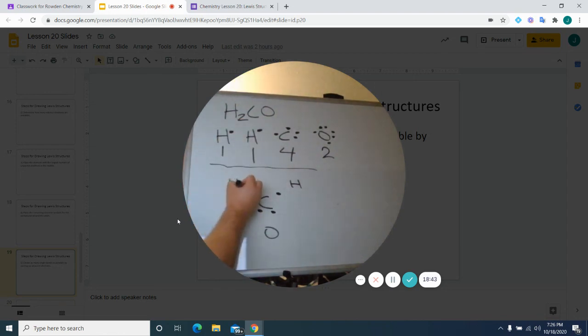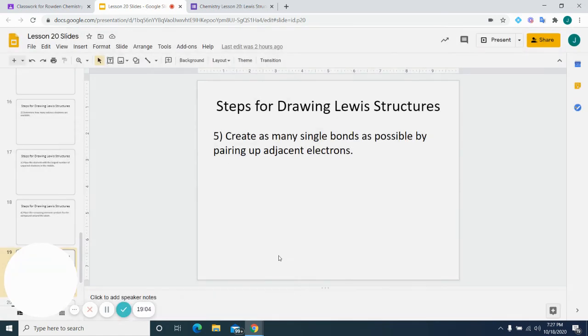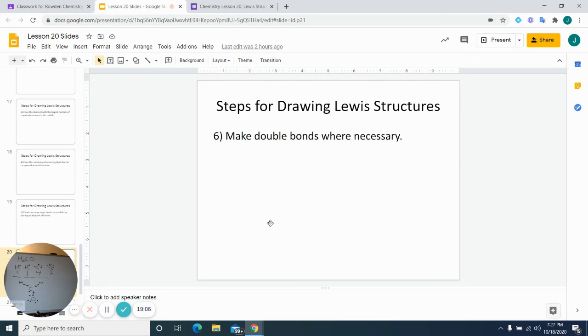Hydrogen only has one electron, so let's put 1 right there. This hydrogen has 1 electron, so let's put 1 right here. And then oxygen has 6 electrons, so it wants to make 2 bonds. Let's make 2 bonds face the carbon. It doesn't matter really where you put the other 4. So let's do a single bond with every single set of elements, and then make double bonds wherever necessary. Anywhere they're not happy, make double bonds.